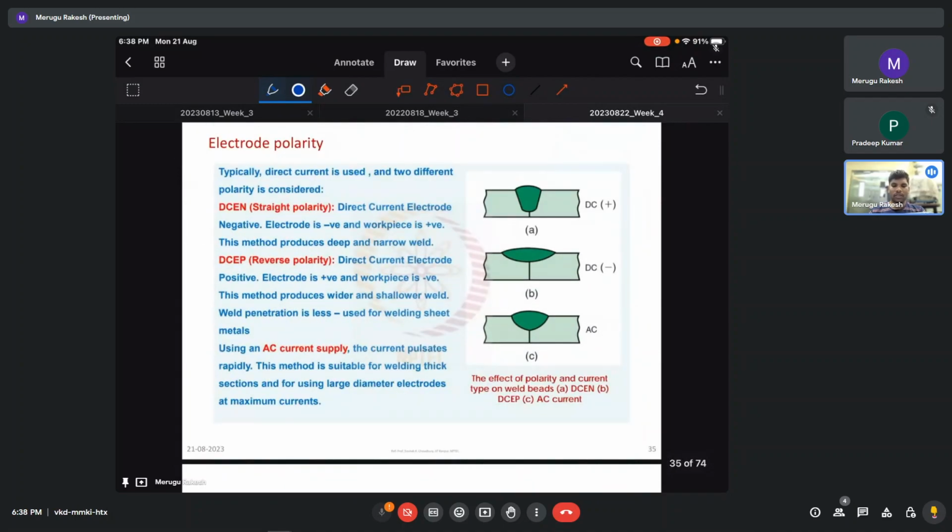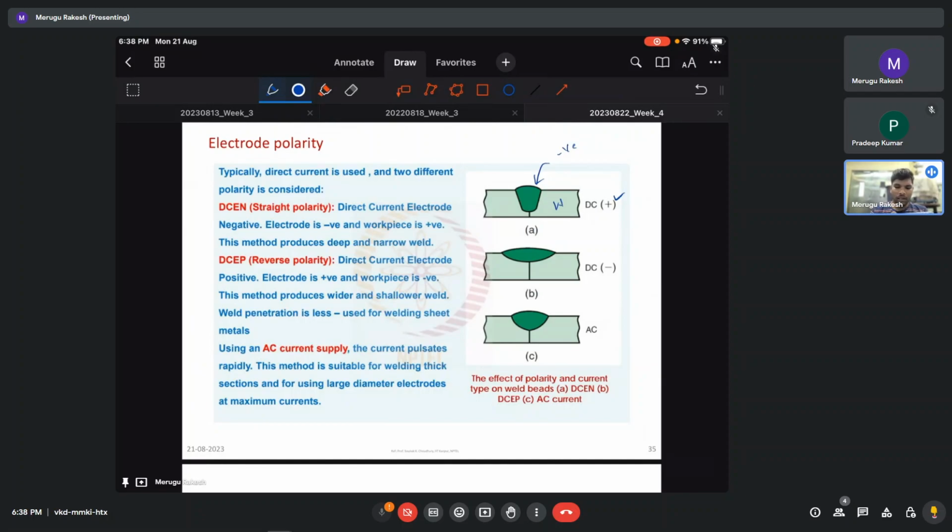So let us now see the different types of polarity. Basically, we have two types of polarity: straight polarity and reverse polarity. Generally, the workpiece is positive, and the electrode is negative. That is how the circuit closes. That is straight polarity.